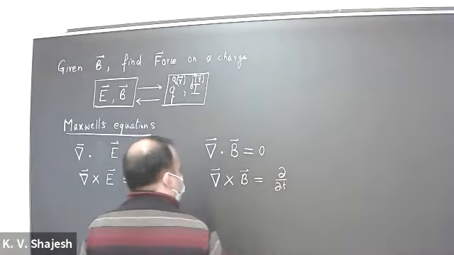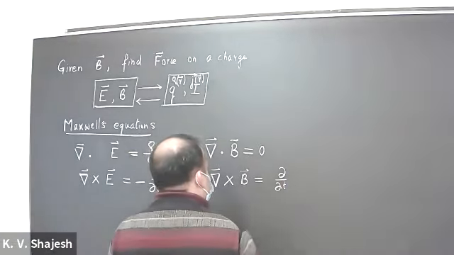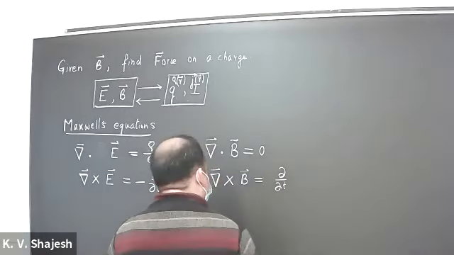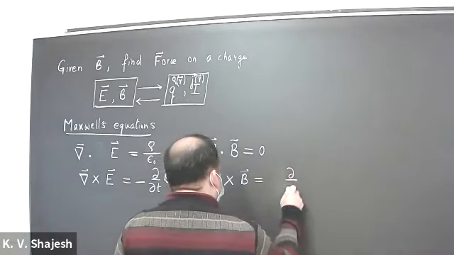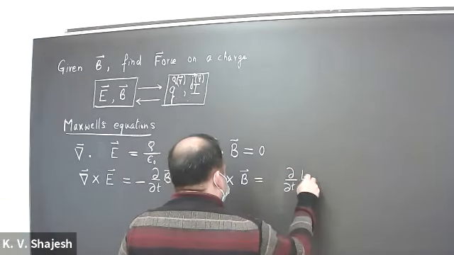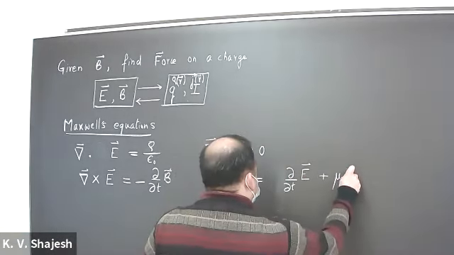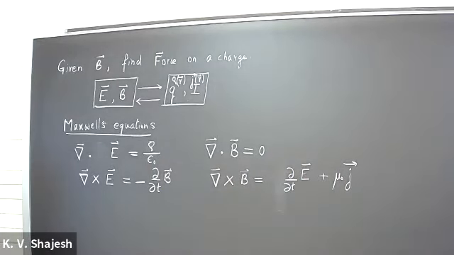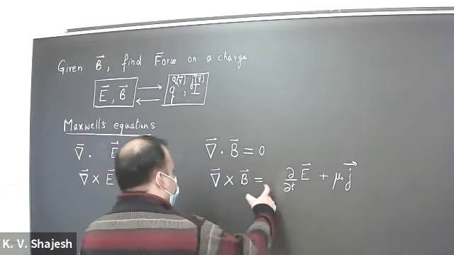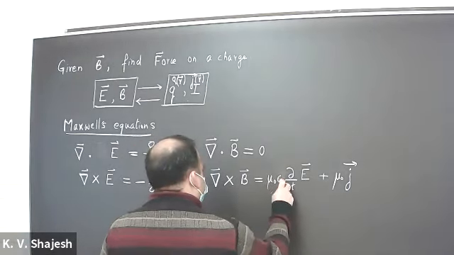time derivative. So now what is this? Yeah, so that is an E. Something else? E plus mu naught J. What am I missing in this? That's correct. Speed also, there is a mu naught epsilon naught. So this is mu naught epsilon naught.